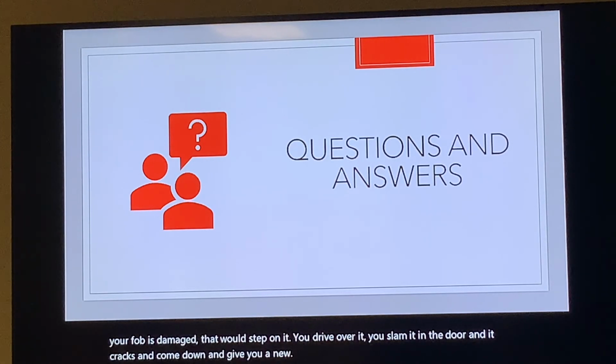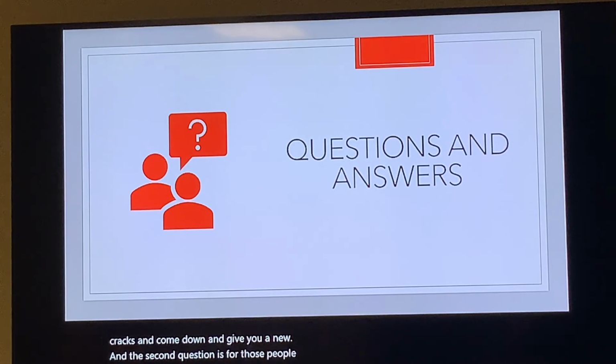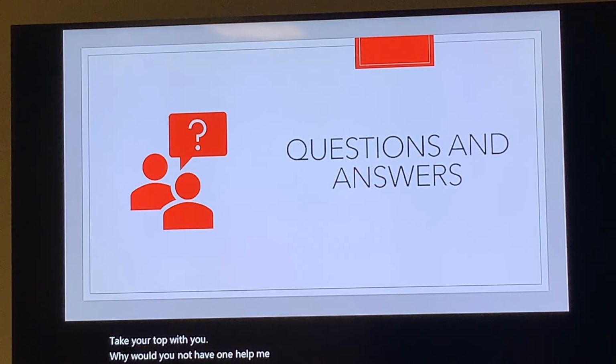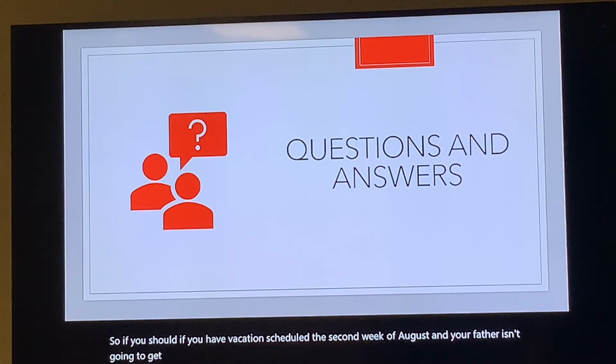And the second question is for those people that are gone for, let's say, the summer, they lock their apartment and they come back, how do they get back in? Yeah, take your fob with you. Why would you not have one? Help me out. For instance, if they're gone, when the thing is activated, oh, okay, yeah. So if you have a vacation scheduled the second week of August and your fob isn't going to get activated until the third week of August, then when you get back, come to the front desk and we'll activate it for you and make sure it works.